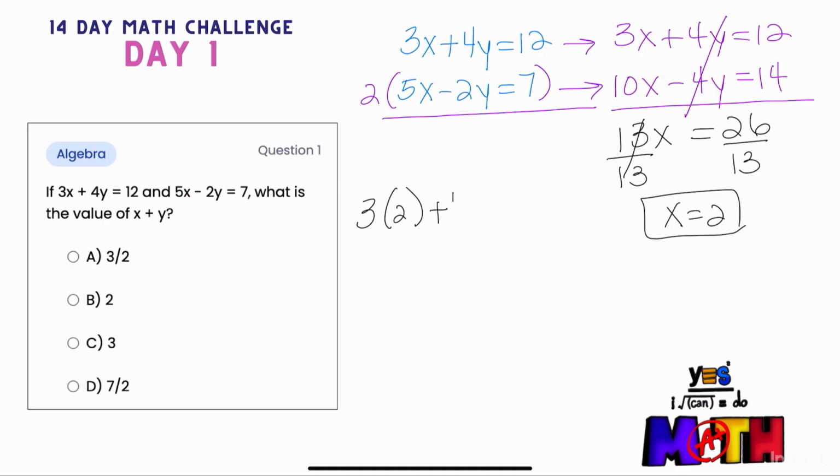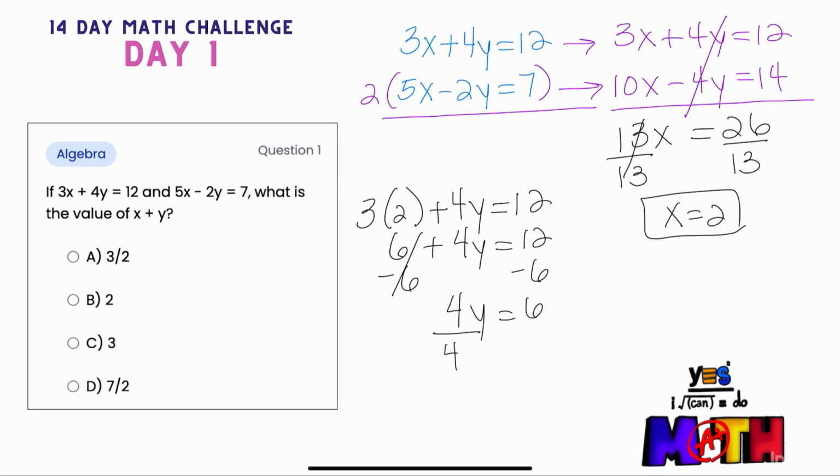3 times 2 plus 4y is equal to 12. 6 plus 4y is equal to 12. If I take away 6, I get 4y is equal to 6. And if I divide by 4, 6 over 4 can be simplified to 3 over 2 because they're both divisible by 2, which is simply 1.5.